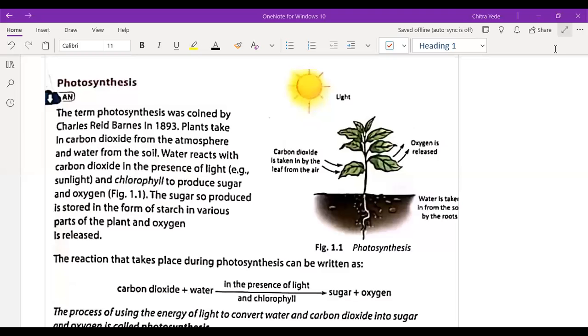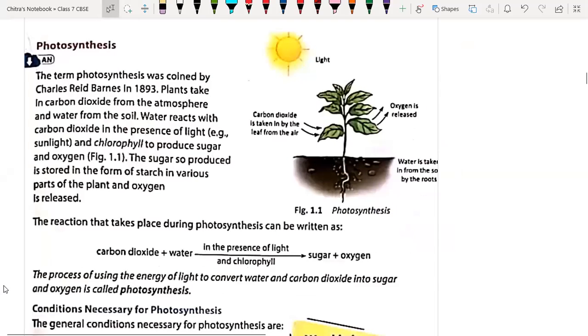Now we are going to understand the photosynthesis process. Again, it is really very important. The term photosynthesis was coined by Charles Reid Barnes in 1893, very important name, you have to remember. Plants take carbon dioxide from the atmosphere and water from the soil, and water reacts with carbon dioxide in the presence of light, like sunlight, and chlorophyll to produce sugar and oxygen. This process is called photosynthesis.